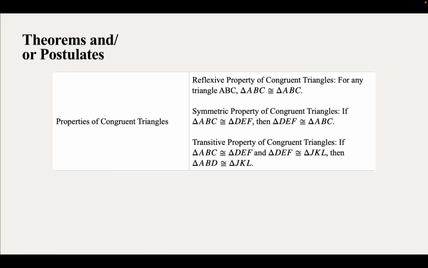Now, we've talked about the reflexive property, the symmetric property, and transitive property before. The same properties apply to triangles. If you have a triangle, then you can say that it's congruent to itself. That's the reflexive property. If you know that two triangles are congruent, you can write that congruent statement in either direction. So they are the same thing, no matter what direction or what order you write them in. And the last one, transitive property, if you have two triangles, JKL and ABC, for example, that are congruent to the same triangle, then they're congruent to each other.